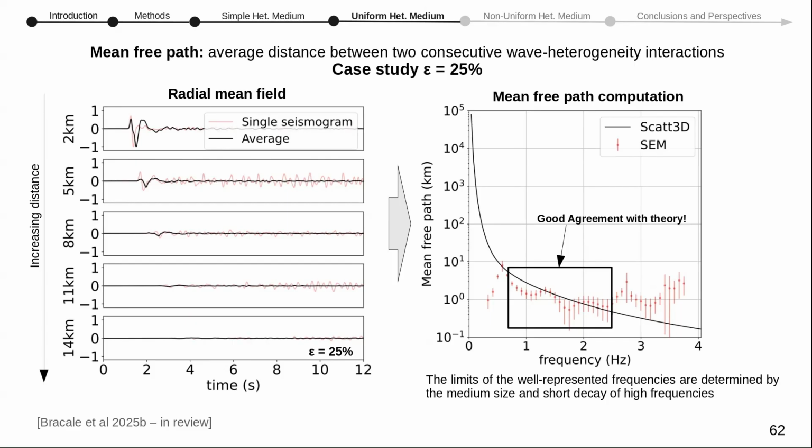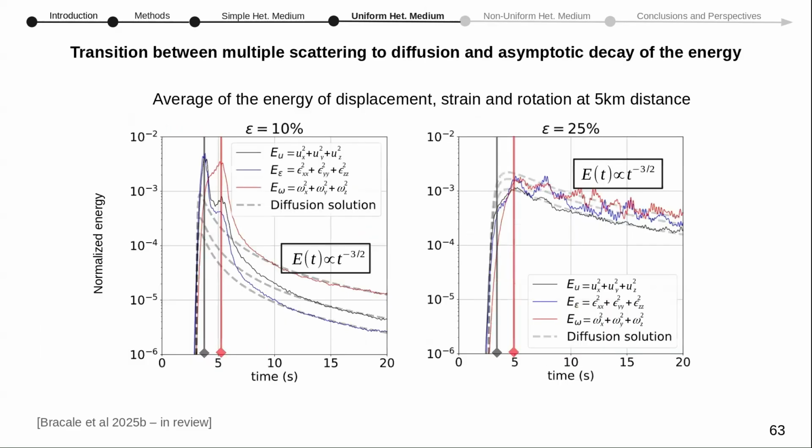It's interesting to notice that since we increased the level of fluctuation, the scattering mean free path decreases compared to before. This also means that the dynamic of the transition between scattering regimes is accelerated. And indeed, this is exactly what we find when we look at the transition between the multiple scattering regime and the diffusive regime.